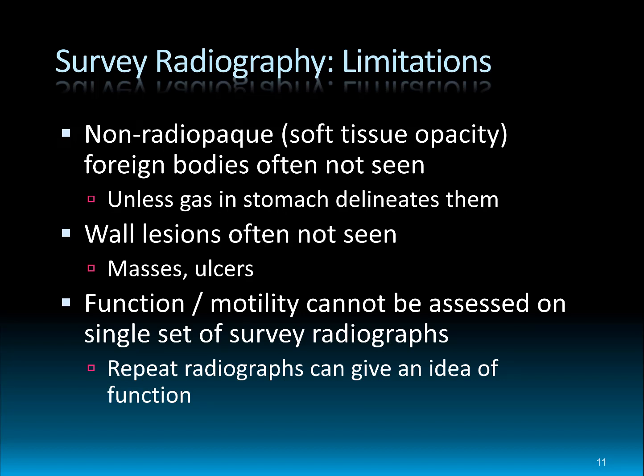There are some notable limitations with survey radiographs. Non-radiopaque foreign objects are often not visible unless there's just the right amount of gas in the stomach to kind of highlight them. Many wall lesions are not going to be visible on radiographs. Ulcers, certainly not. Small masses you probably won't see. And then with survey radiographs, we really can't assess gastric function or motility unless you take serial radiographs and kind of follow gastric distension and gastric contents over time, in which case at least you can get a little bit of an idea of function.